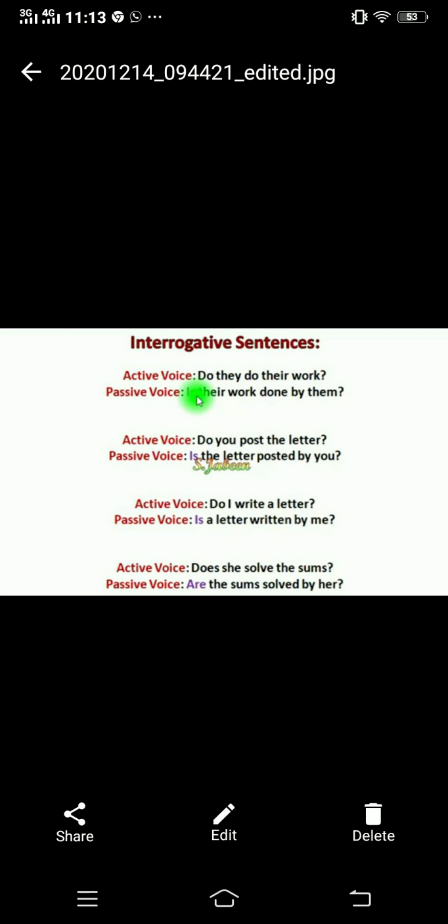Interrogative sentences: do they do their work? Their work done. Is their work done by them? Do you post the letter? Is the letter posted by you? Do I write a letter? Is a letter written by me? Does she solve the sums? Sums are in plural form, that's why: are the sums solved by her? Her is the objective case of she.